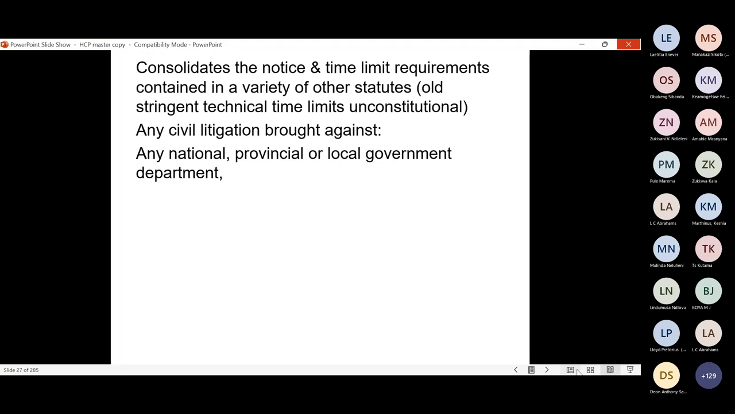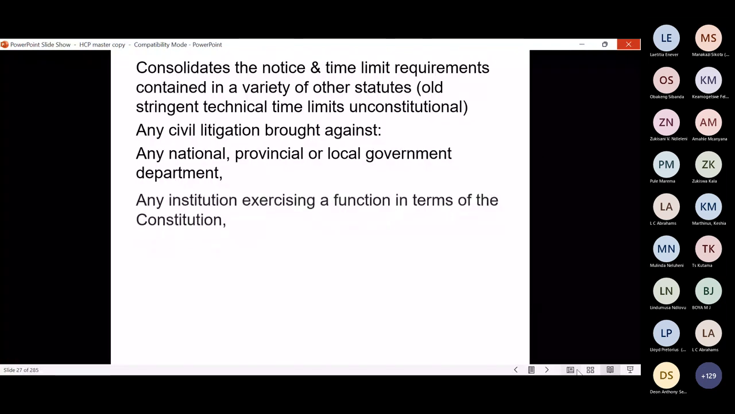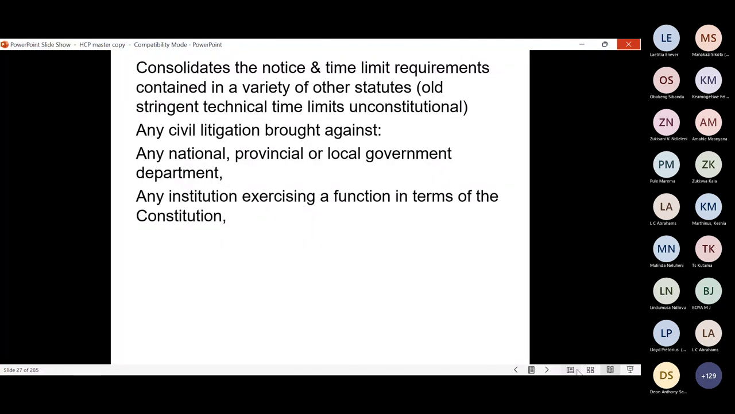The local government would be your municipalities, then provincial government, national government, or any institution that exercises a function in terms of the constitution. Before you sue those institutions, you must also first send them a letter of demand or a notice in terms of the Institution of Legal Proceedings Against Certain Organs of State Act 40 of 2002, and the section is a section 3 notice, they say.